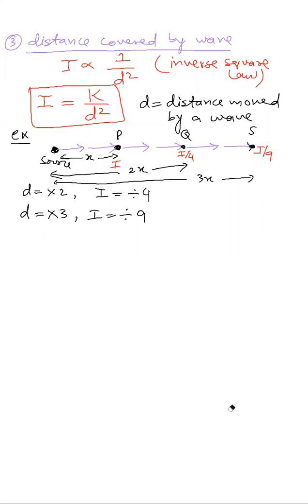So this happens with all the waves. As the sun is emitting waves, those waves are reaching earth. As the light rays or heat rays are covering distance, their intensity or their energy keeps on decreasing. Okay, so now we have to do an example.